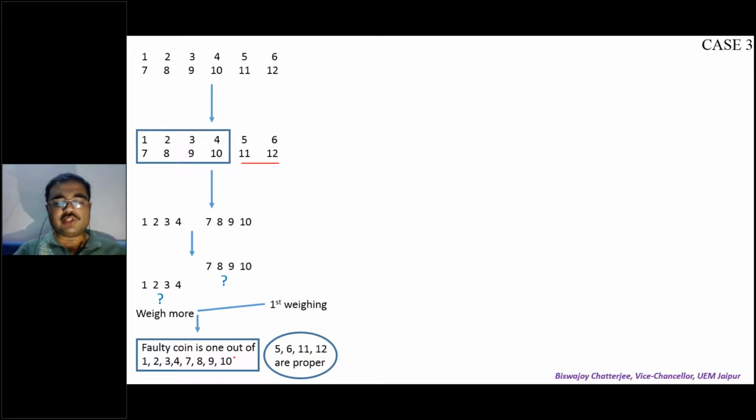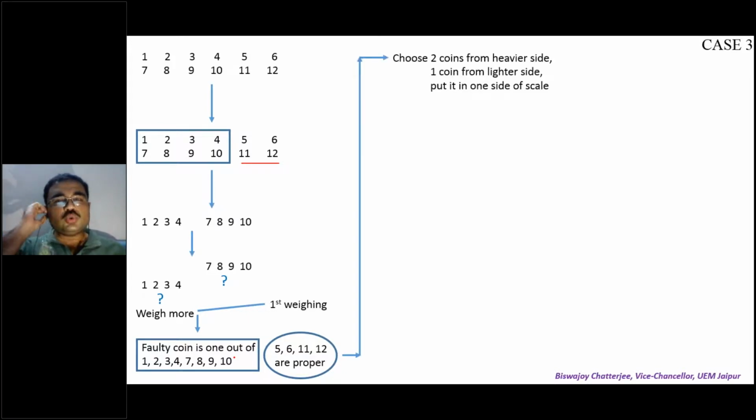What you do is very simple. Choose 2 coins from the heavier side and 1 coin from the lighter side and put them on one side of the scale. See, 1 and 2, 2 coins from the heavier side I have taken, and 1 coin from the lighter side. Put it on one side of the scale. So one side of the scale will contain 1, 2 and 7.